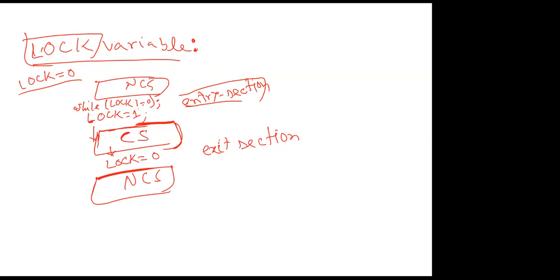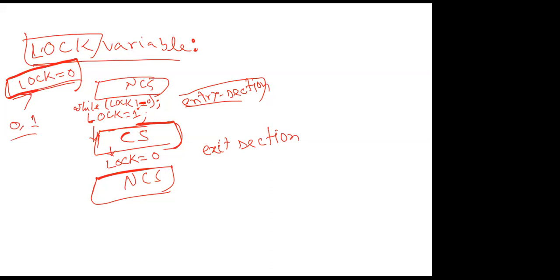But initially the lock value is 0. Lock not equal to 0 means that lock is 1. If lock is 1, then it will loop through this while loop. Also, lock is a kind of boolean type variable. It can take only two values, either 0 or 1. But initially the lock value is 0.